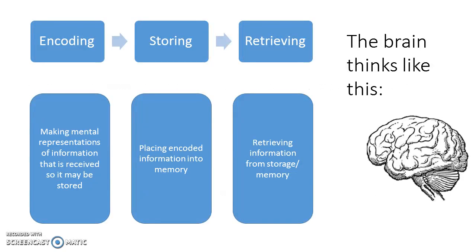So basically, the brain thinks like this. It has 3 different stages it goes through to put things into memory and then take them out. So first, when it gets new information, it encodes it by making mental representations of that information. Then that information moves into storing. It's placed into memory, and it can either be in short-term or long-term memory. And then once we need the information, we retrieve it. We go into the retrieving process, and that information is pulled from memory and taken into your present time.